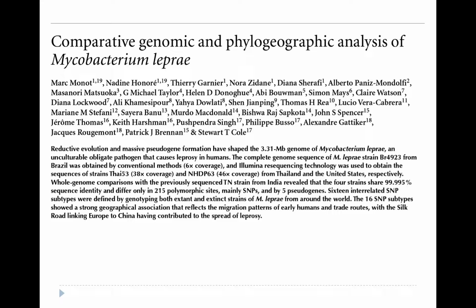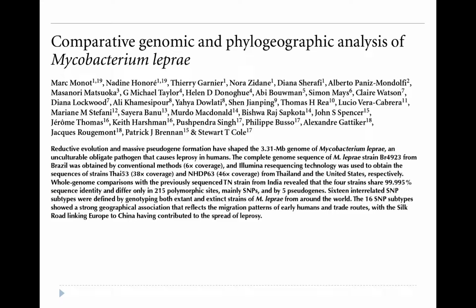So they come up a bit later on, and they've now actually managed to get some complete genome sequences of various strains from around the world, from Thailand, the United States, and this strain from India. And they showed then that they got differences in only 215 polymorphic sites, mainly SNPs. And they discovered that there were 16 SNP subtypes throughout the world.